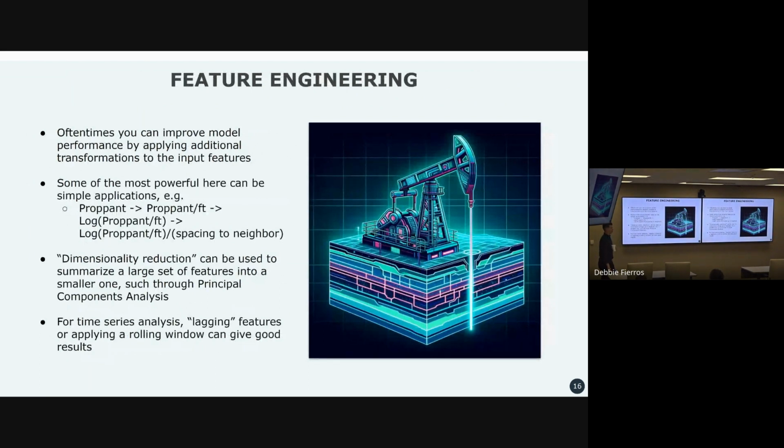Okay, feature engineering. This is taking your raw data. You can actually improve your model performance, in some cases quite a bit, by applying additional transformations to the input variables. One example: if you go from proppant to proppant per foot and you're predicting production, that can be really helpful. You could take a log of that and divide it by the spacing to the nearest neighbor. You can really get creative here and get significant improvements to your results.